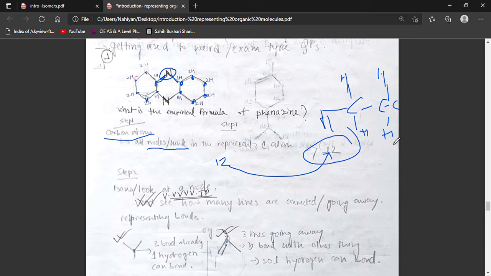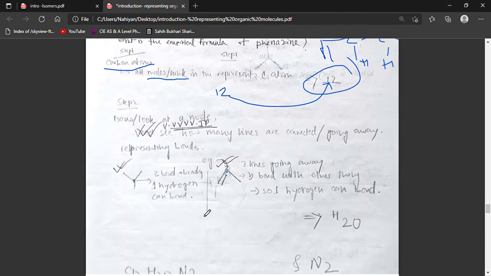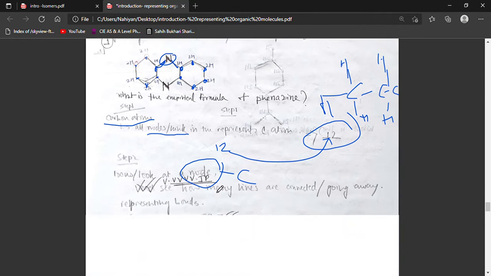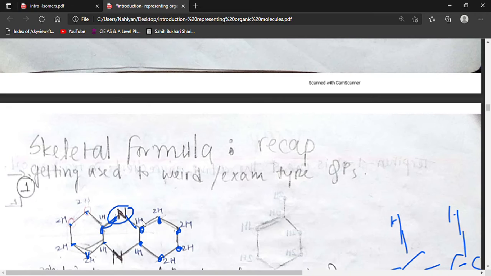Likewise, we are going to see the carbon bonded to how many atoms. We're going to focus at each corner, at each node, meaning we are going to focus on the carbon and see how many lines are there, meaning how many bonds are there. So let's focus on this one.